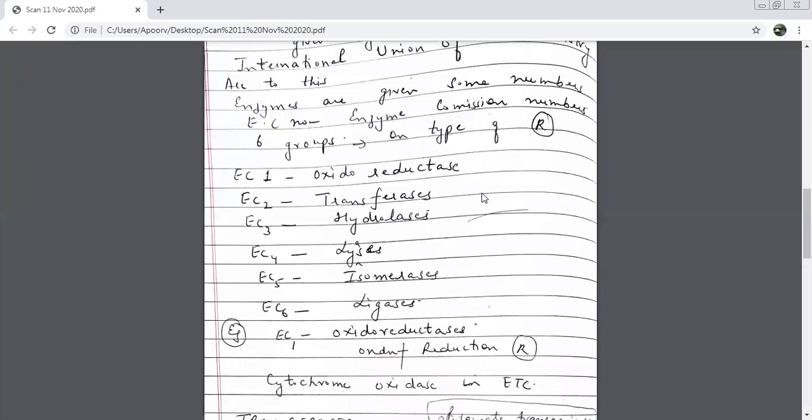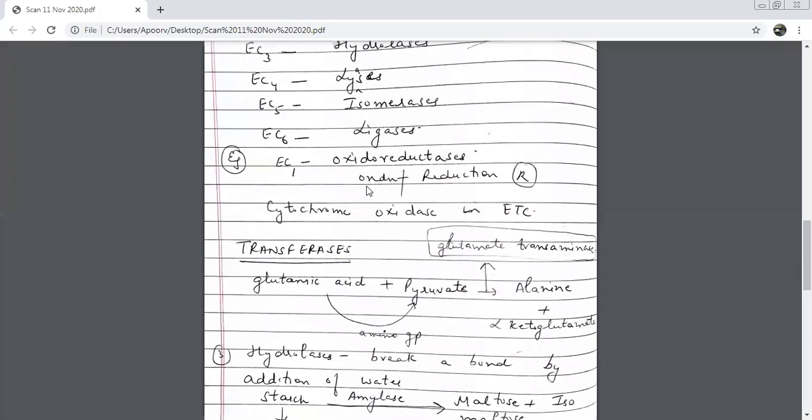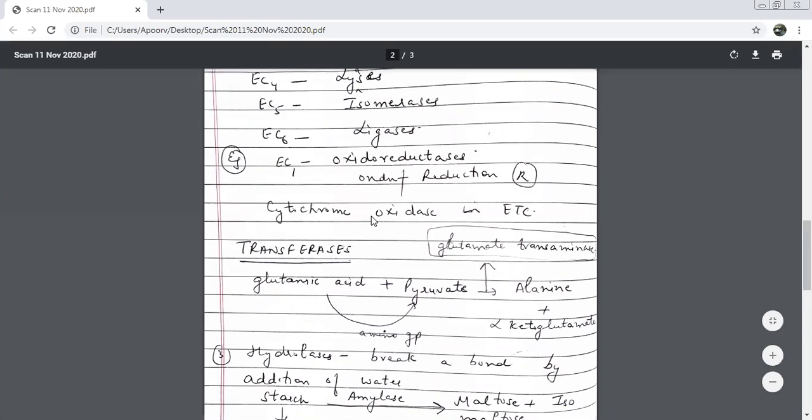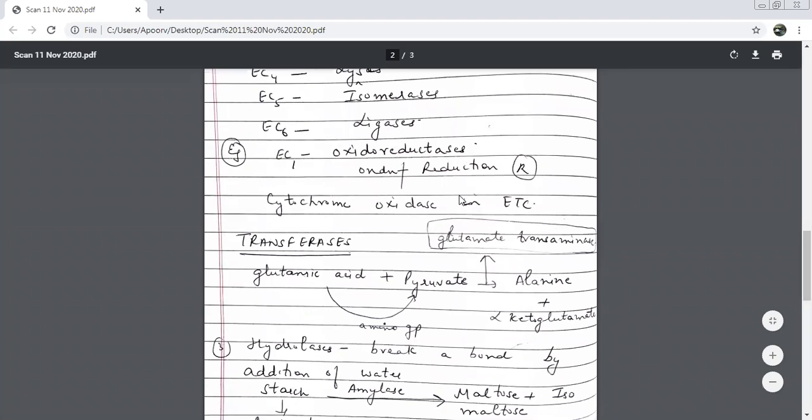EC1 stands for oxidoreductase, meaning both oxidation as well as reduction. Like we had done in the electron transport chain, we had cytochrome oxidase. If you remember ETC, we had the role of cytochrome oxidase. So this acts as an oxidoreductase enzyme, that is, oxidation plus reduction.